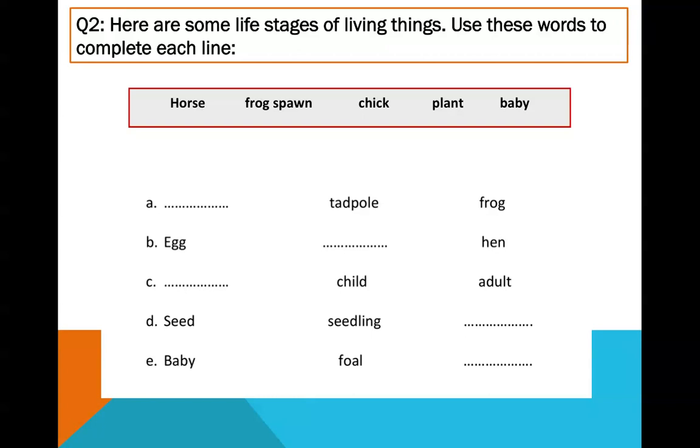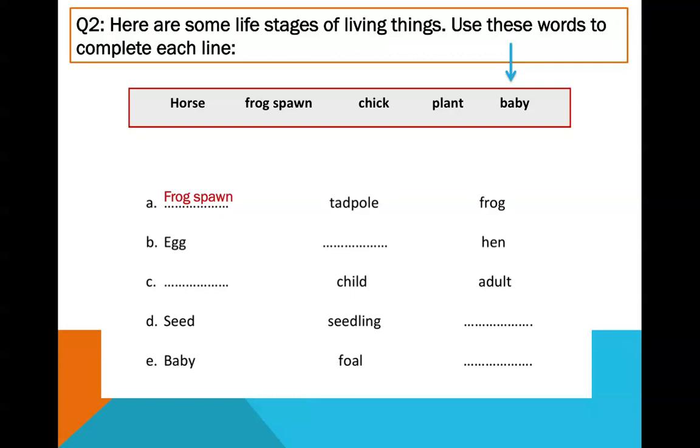Now, let's get to question number 2. Here are some life stages of living things. Use these words to complete each line. The words are horse, frog spawn, chick, plant, and baby. Let's start with letter A. As you can see, letter A shows the stages in the life cycle of a frog. Now, can you guess what is the first stage in a frog life cycle? You guessed right. It's a frog spawn.